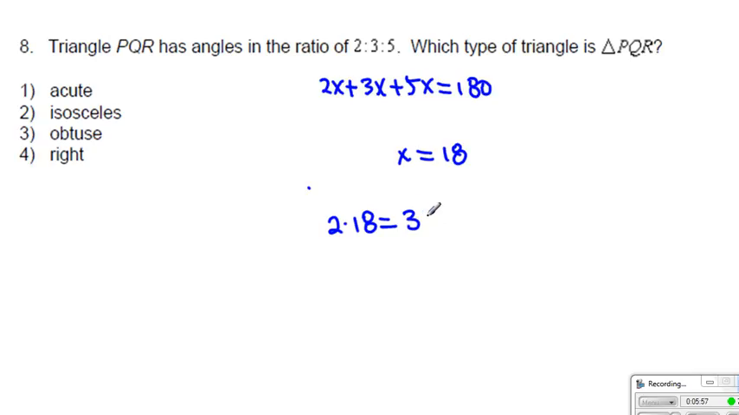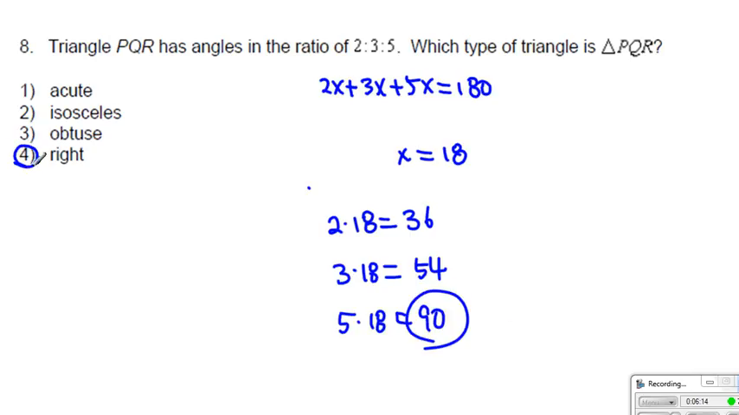Yes, it becomes 36 degrees. Next one, 3 times 18 becomes 54. And then third one, 5 times 18. Oh, in fact, it becomes 90 degrees. Haha, because of this one, we get to realize that it's a right triangle.